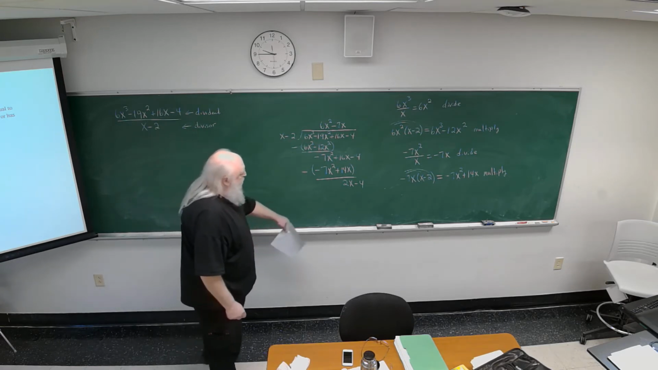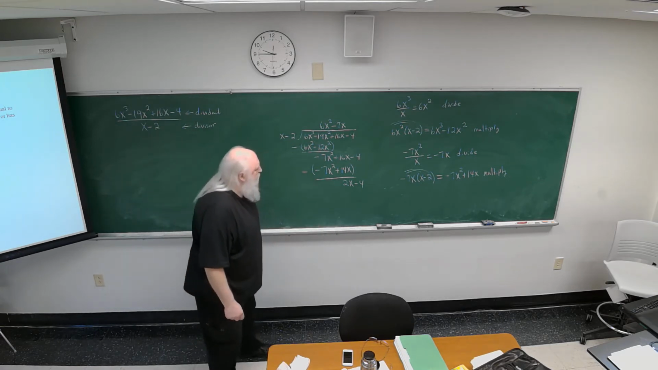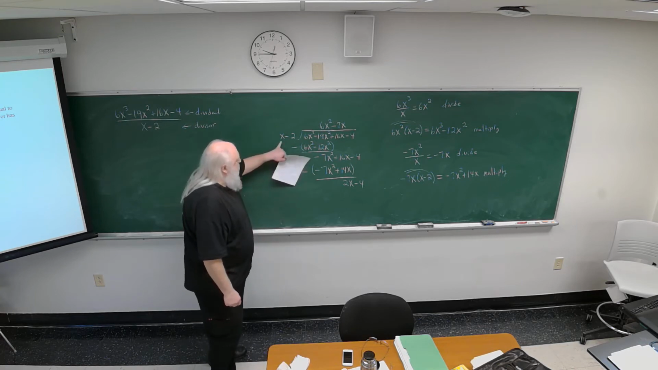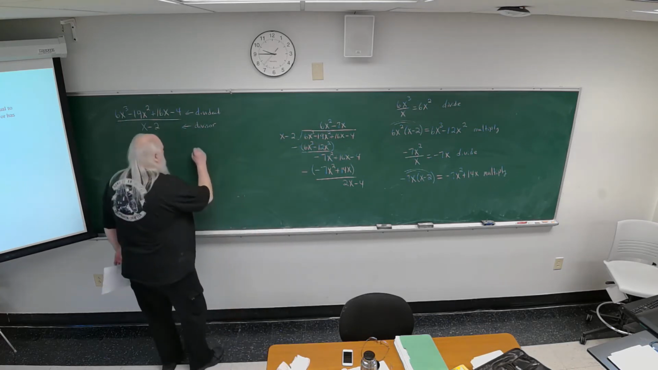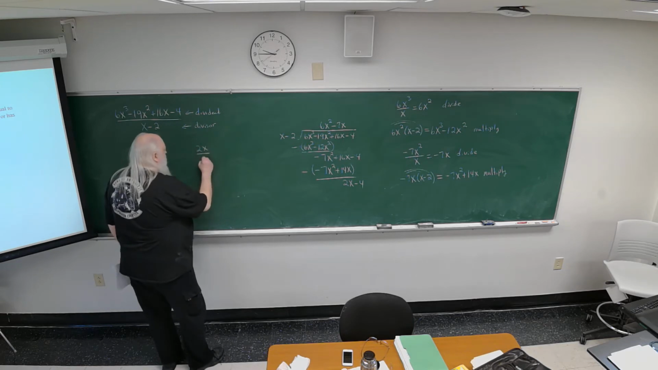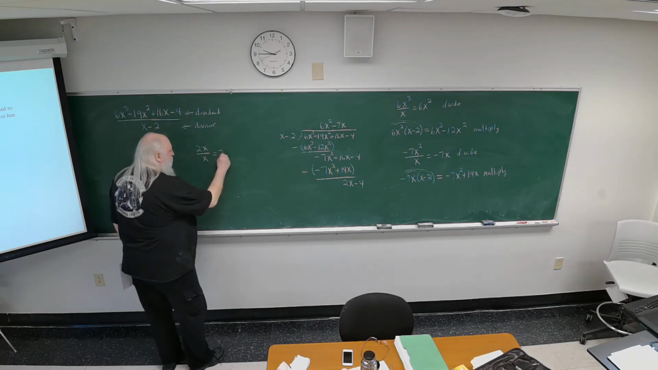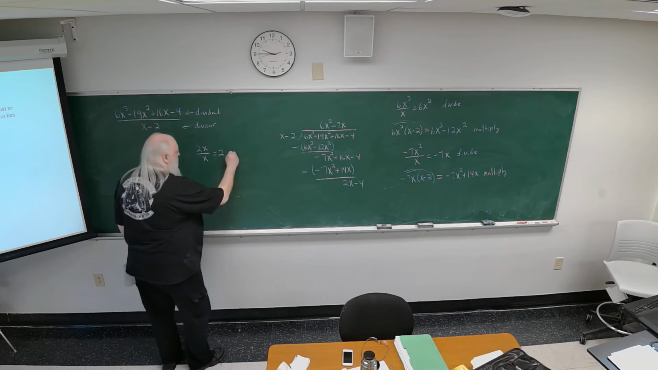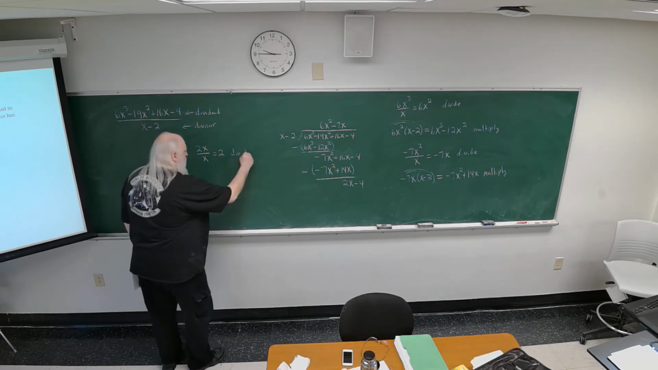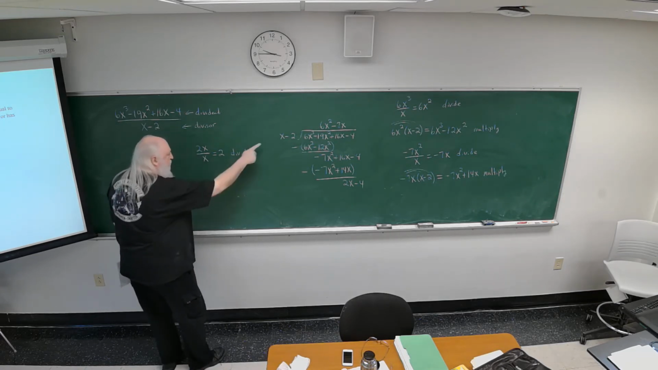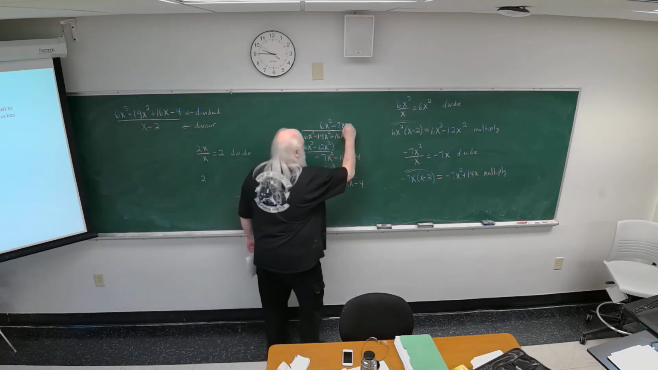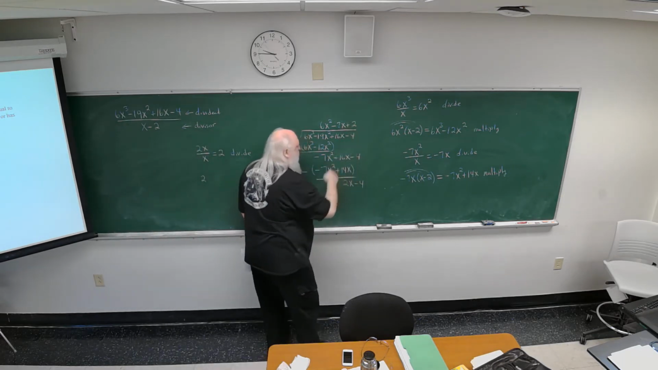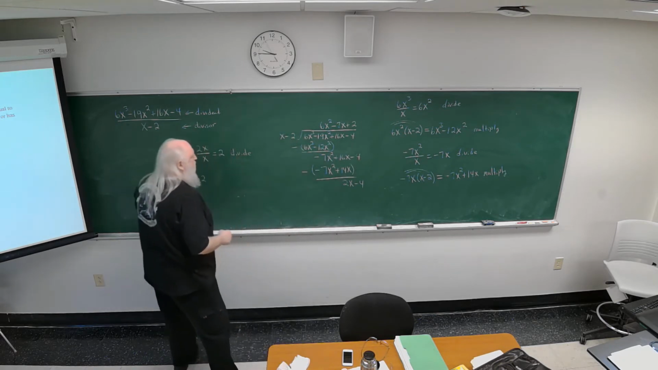So this is now our new dividend. And now you've got to ask yourself, how many times does x go into 2x? Well, 2x divided by x is 2. So that's the divide. And now we multiply. We put plus 2 above the minus 4, the original dividend.